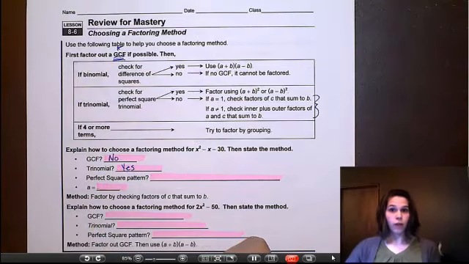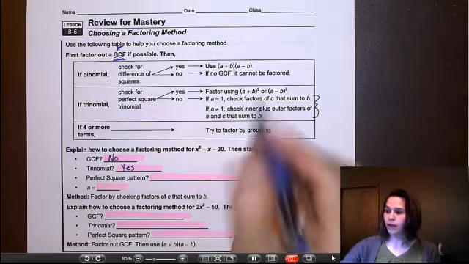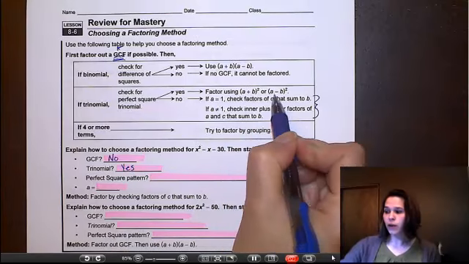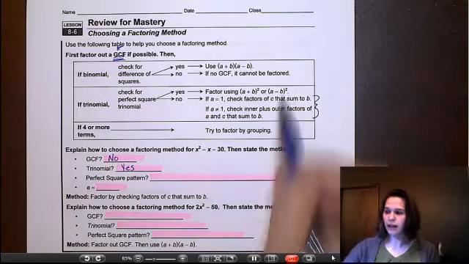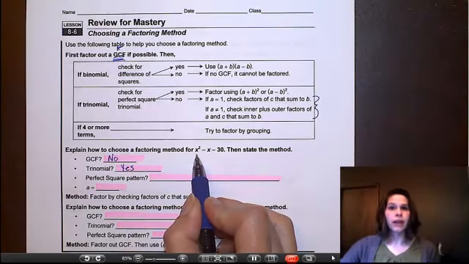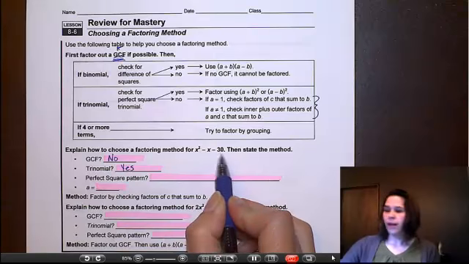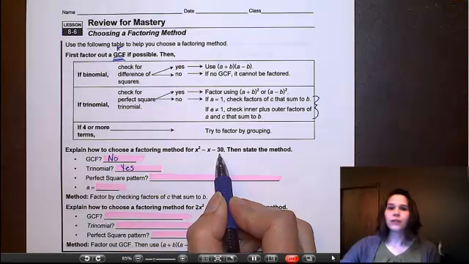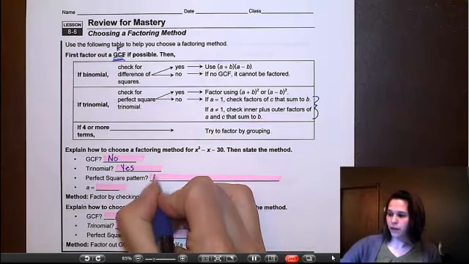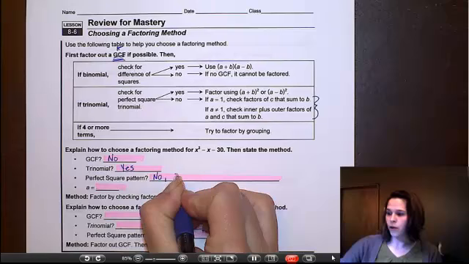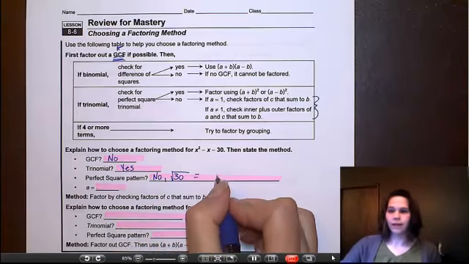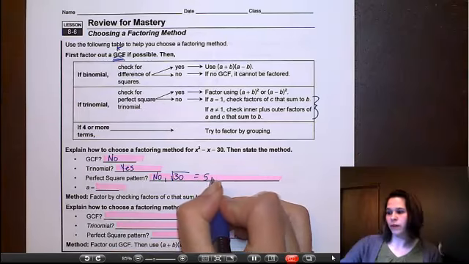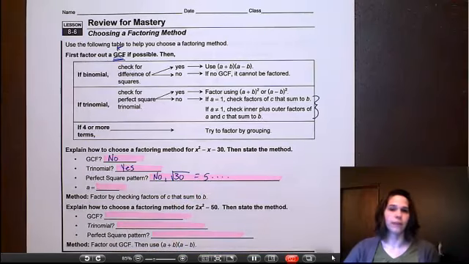Great. If it's a trinomial, let's first check our special patterns. Does it fit a plus b squared or a minus b squared? You actually have to go through the steps and check. My first term is x squared. It's a perfect square. My last term is 30. 30 is not a perfect square, so it doesn't fit the perfect square pattern. We can say no, because the square root of 30 equals 5 point something.